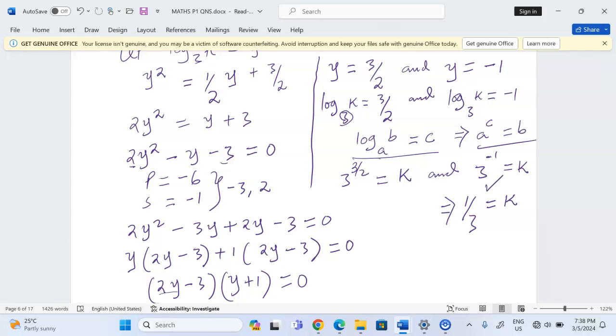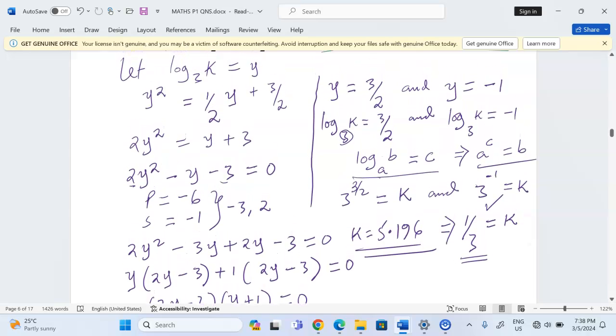And in the second case, we need to take 3 raised to 3 over 2. That means we need to take the square root of 3, then we raise to power 3. This gives us 5.196. So the other value of k is 5.196 to four significant figures. So we have this value of k and a third as a value of k.